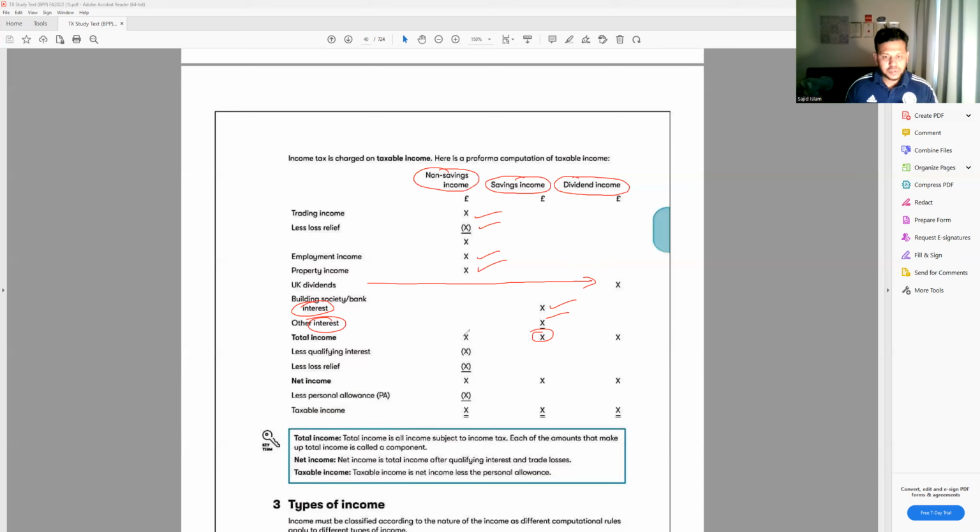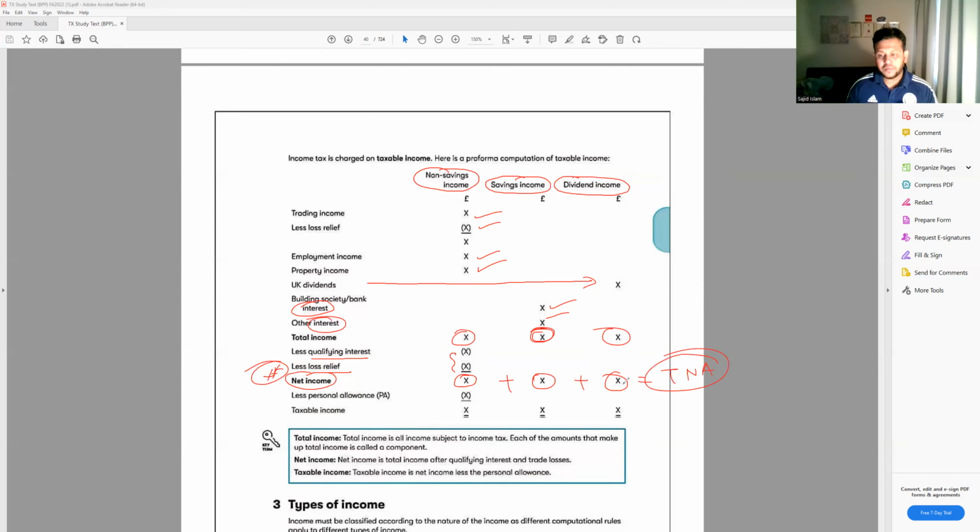Then we have a total income. So this is the total income we have from the non-savings, from the savings, and from the dividend. And from there, we minus the qualifying interest and the loss relief. It's not very common in the exam, but if you have any qualifying interest or any loss relief, you minus these two from the non-savings, and that gives you net income. You have to stop here because this is a very important point. We have net income, and we add the net income for the non-savings, for the savings, and for the dividend. We add these 3 to find out the total net income.